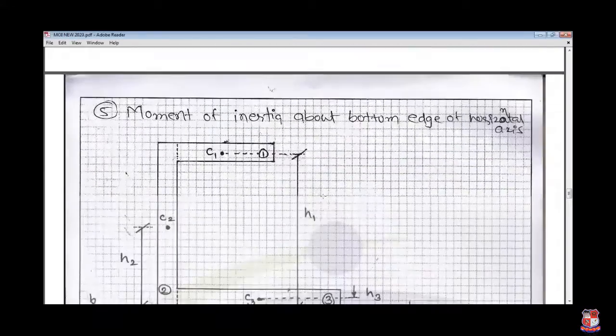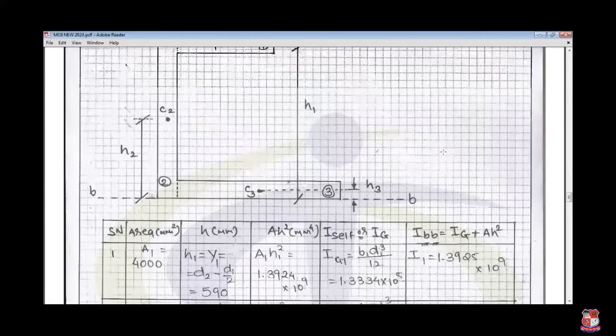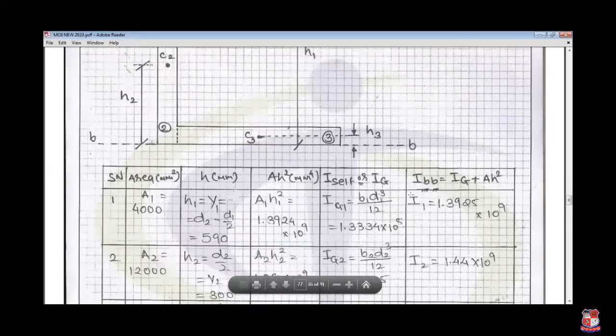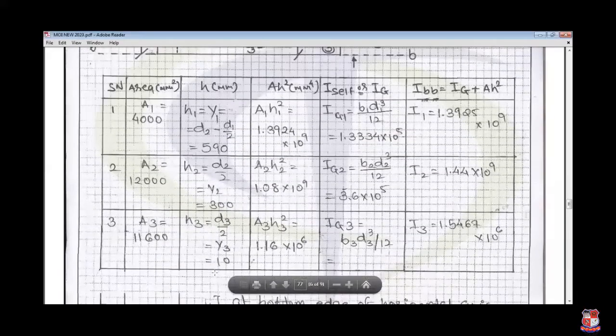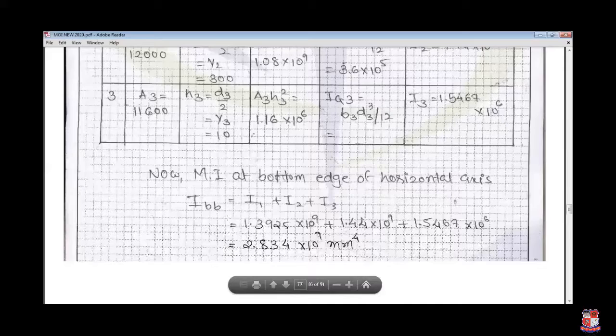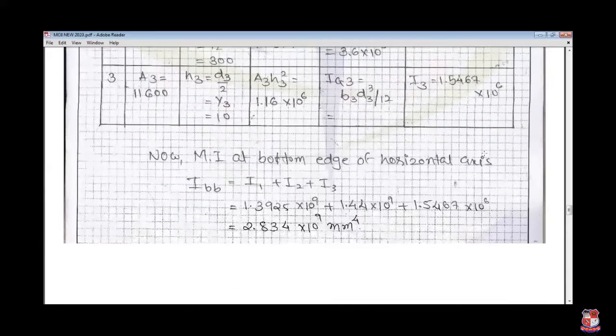And the next one is the moment of inertia about the bottom edge of the horizontal axis. So you consider this bottom edge, then you consider h1, h2, h3. Same way you mention here h1, h2, h3, Ah square, Ig, bd cube by 12. The same formula is used for both cases, and you get Ibb, equal to Ib1, Ib2, Ib3. So you can solve any kind of example by using this simple technique.